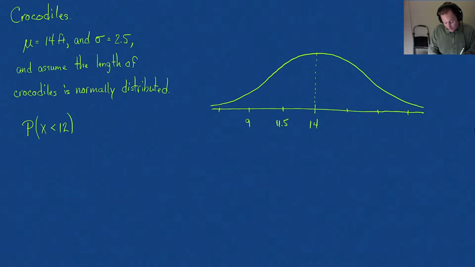Also, we could make these crocodiles larger. We could go up to 16.5 feet. That would be 1 standard deviation above the mean. And we could even go again to a crocodile that's 19 feet long. That would be 2 standard deviations above the mean. Now, here's what we want to do. Let's find the probability of a crocodile that's less than 12 feet.